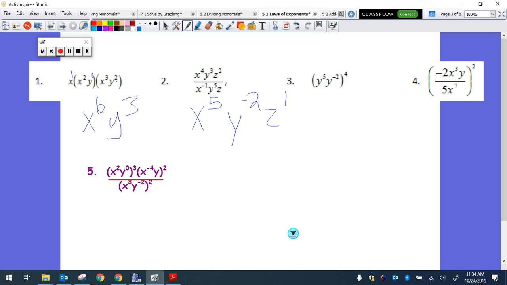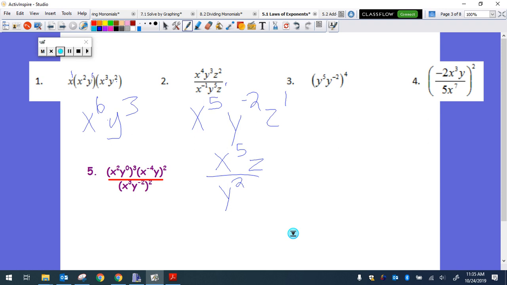Now, you cannot have a negative exponent. So to fix this problem, x to the 5th stays on top, y squared goes on bottom, and z is positive, so we're going to leave it on top. You can put the exponent of a 1, but most of the time, they're not going to put an exponent of a 1. They're just going to assume that you know that.